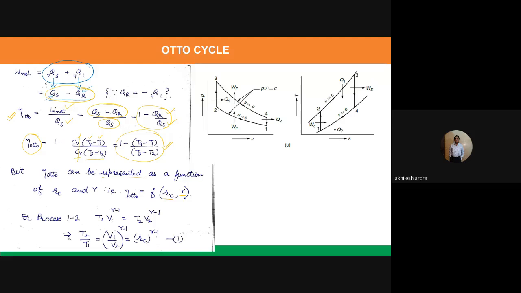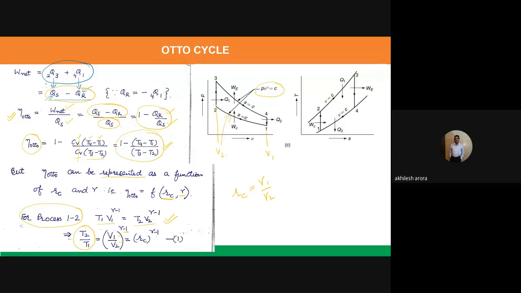Now you know about the process 1 to 2. What is process 1 to 2? This is this process. It is PV raised to power gamma is equal to constant. It is a reversible adiabatic process, and for a reversible adiabatic process, I can always write T1 V1 raised to power gamma minus 1 is equal to T2 V2 raised to power gamma minus 1. And then I would like to calculate the value of T2 by T1, and this comes out to be (V1 by V2) raised to power gamma minus 1. Now you remember we have defined the compression ratio is equal to V1 by V2, meaning this volume is V1 and this volume here is V2.